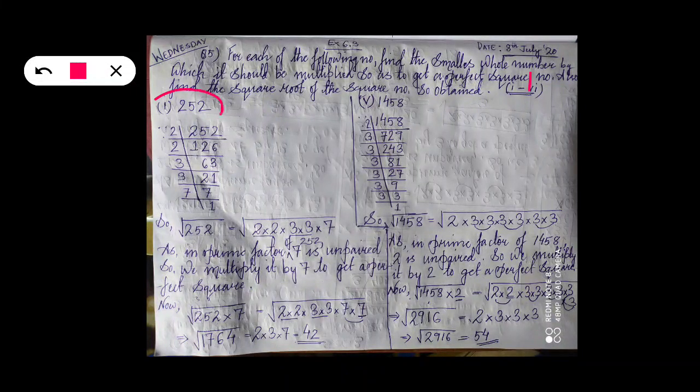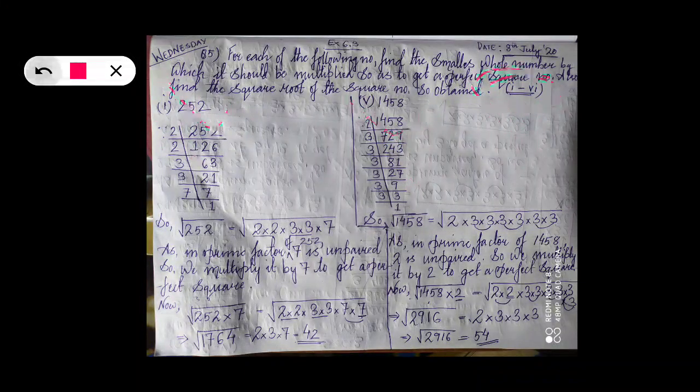Here are some numbers given. There are in total Roman number 1 to 6 questions. I have done 2 for you. If you understand these 2, you can easily do the rest. So the rest is your homework. Look at your screen properly.